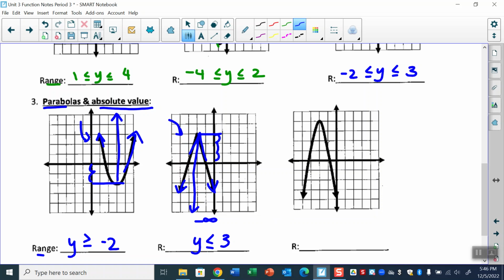This is a parabola because it kind of has a little curve here. So that's a parabola. That's that word right there, parabola. And so it has a top number and it goes down forever. So it's going to be a less than or equal to, and y is, we're talking about range. So y is less than or equal to, what's this top number? 1, 2, 3, 4.